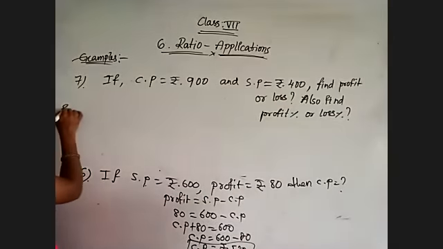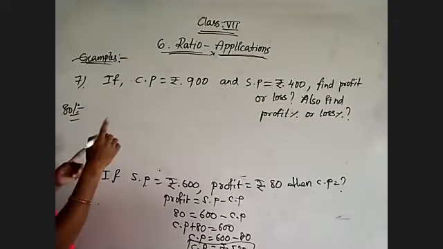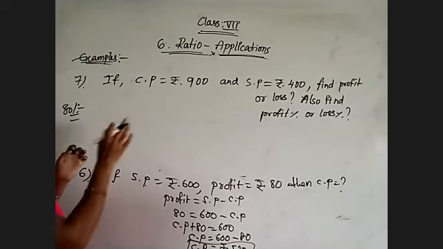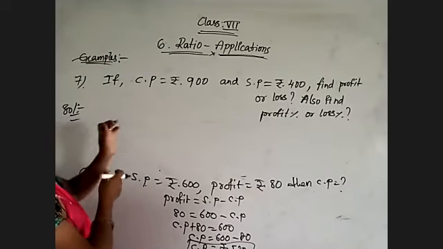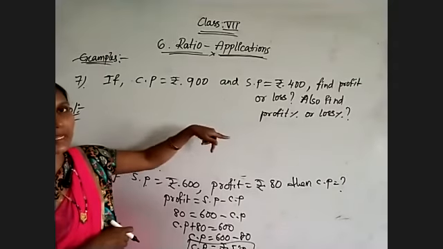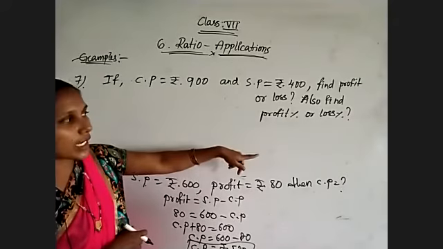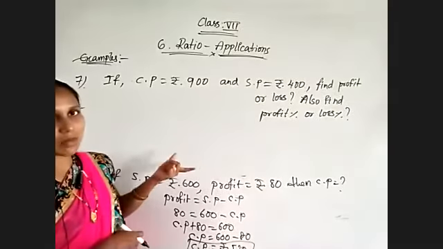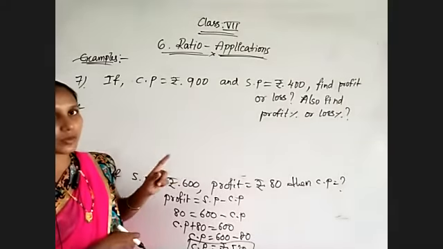Just observe this. If they are asking only profit or loss, then by using one formula it is over. If percentage also they are asking, and if you are getting profit, you need to find profit percent by using the formula profit by CP into 100. If you are getting loss, then first find out loss, after that loss percent by using the formula loss by CP into 100.